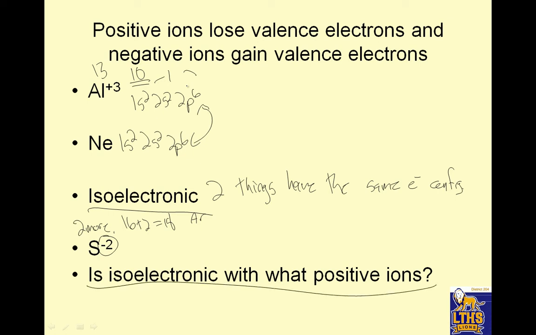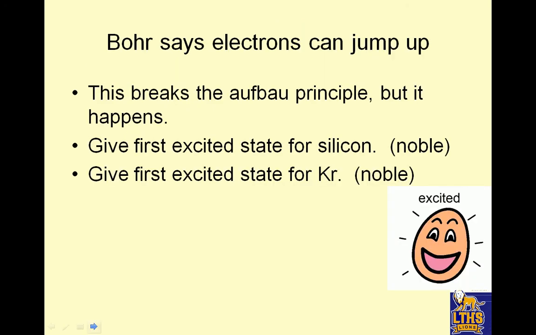So which ones are going to make argon? Well, that means which ones will have 18 electrons. So I look around it, and there aren't negative ones around there. So K plus will do it. Ca plus 2 will do it, and then Ga plus 3 will do it, and those are the ones that will be isoelectronic. Okay, metals make positive ions, and nonmetals don't.